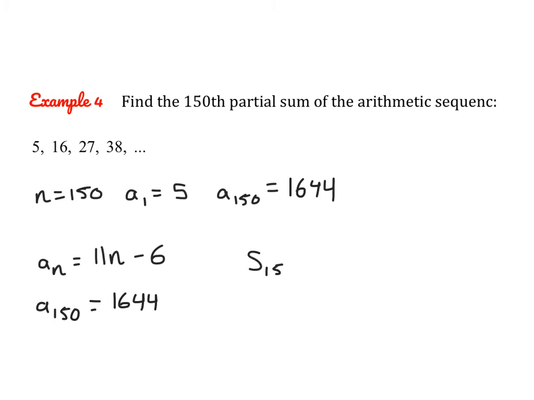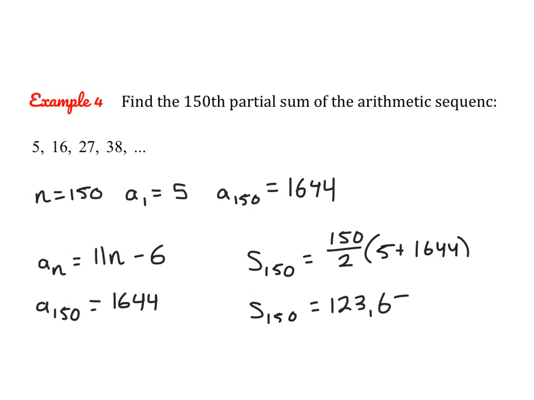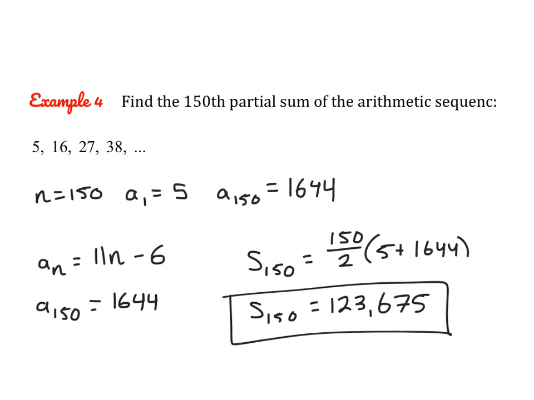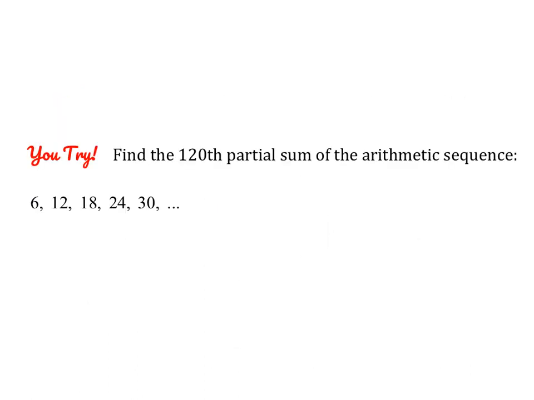So the sum of the first 150 terms is n over 2 times a sub 1 plus a sub n. And then all you have to do is simplify that down, and you should end up with 123,675. There you have it. Okay, go ahead and pause the video and give this problem a try.